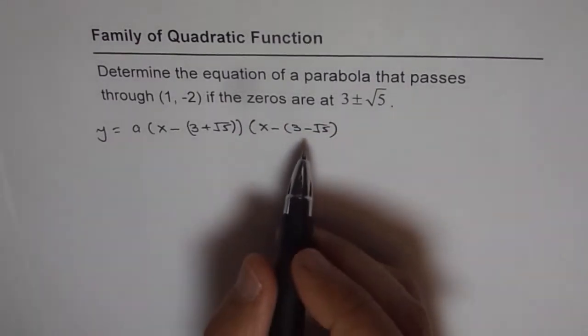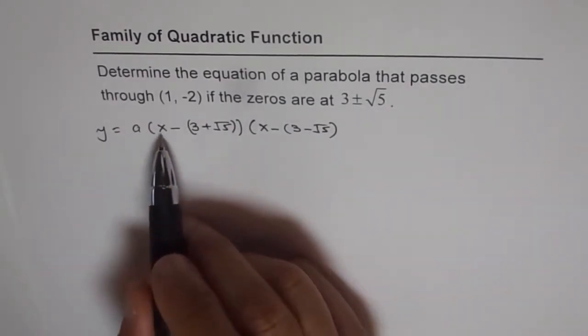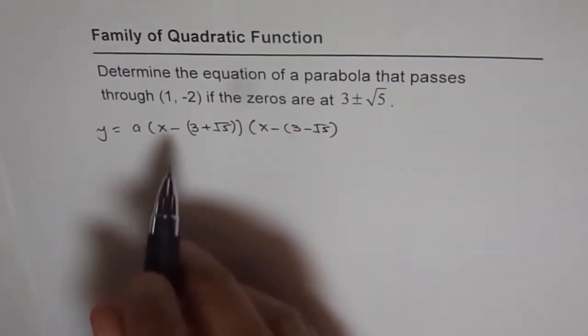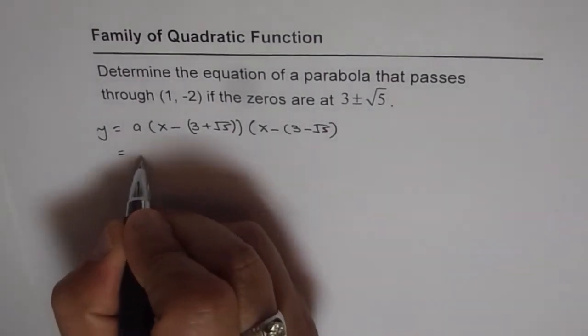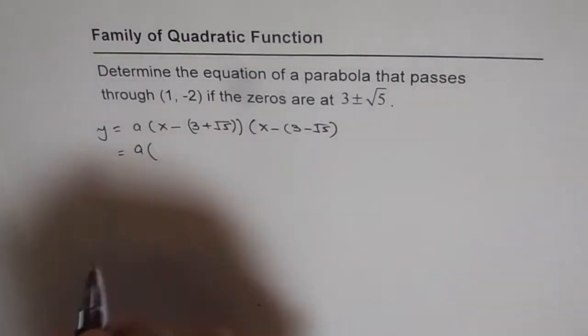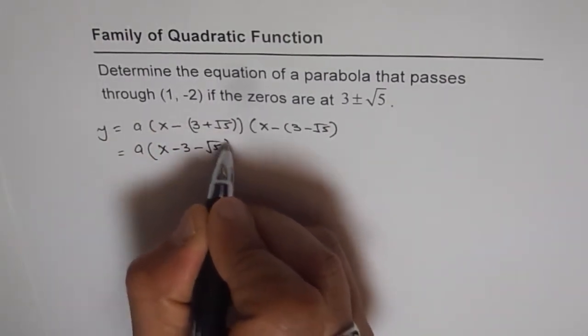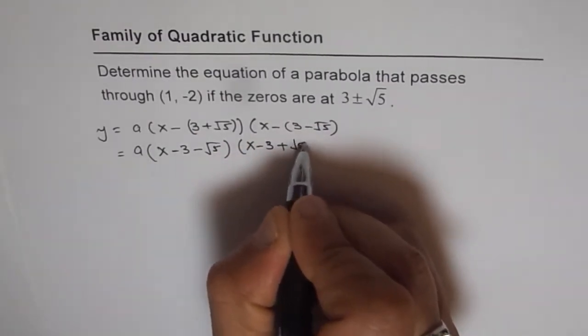Now from this equation, we can always find the value of a by placing x as 1 and y as -2. But before that, let us simplify this so that we could write this in a simplified form. So let's first try to simplify this one. Let me open this bracket. So we get (x - 3 - √5) times (x - 3 + √5).